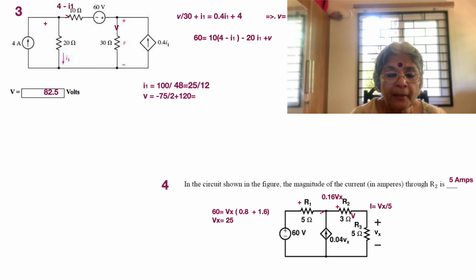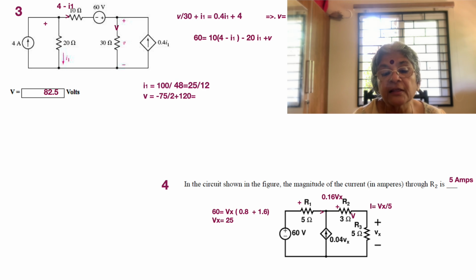What do we see there? It's the fourth problem, and we have a centrally located dependent source. It's a current source 0.04 Vx, and Vx is the voltage across the 5 ohm resistor. So immediately when you see Vx, remember that the current is already available there, because the voltage is Vx.